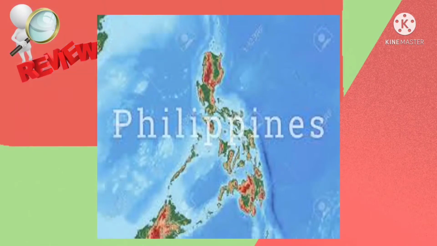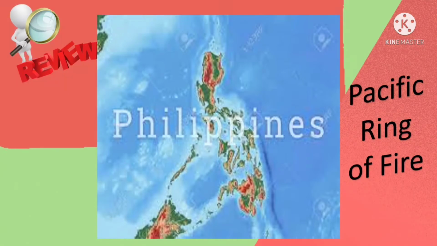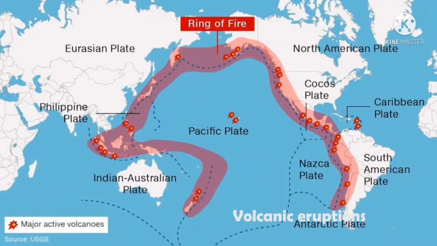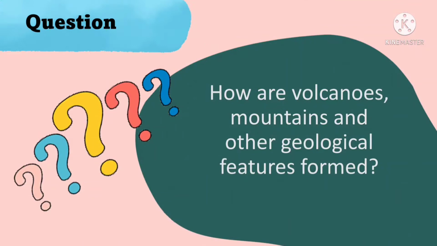You've learned from your past lesson that the Philippines is located in a region called the Pacific Ring of Fire. This means that our country and other places located in the Pacific Ring of Fire often experience earthquakes, volcanic eruptions, and other tectonic activities. Now the question is, how are volcanoes, mountains, and other geological features formed?